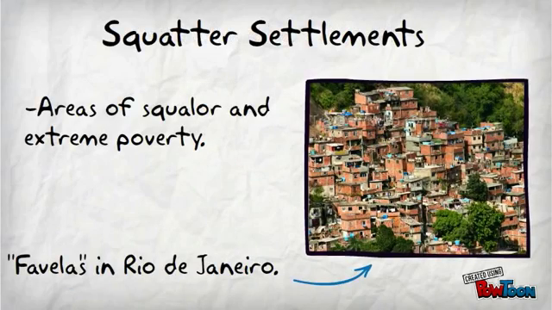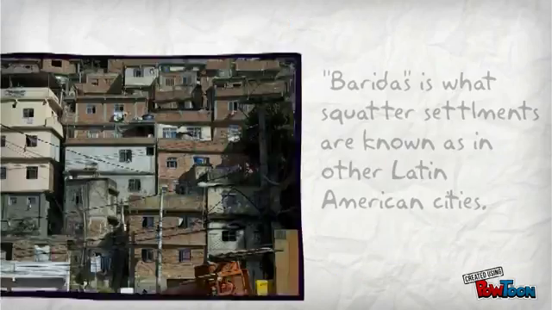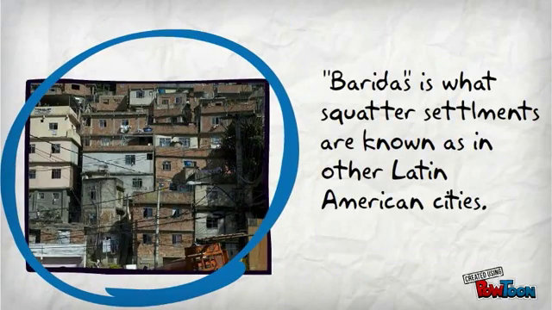They are areas of squalor and extreme poverty on the outskirts of cities. For example, in Brazil, the squatter settlements on the outskirts of Rio de Janeiro are known as favelas. In other Latin American cities, squatter settlements are known as barriadas.